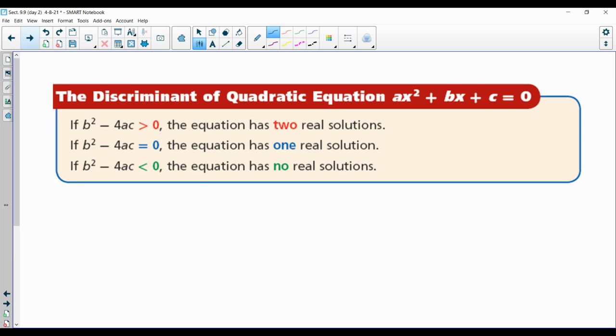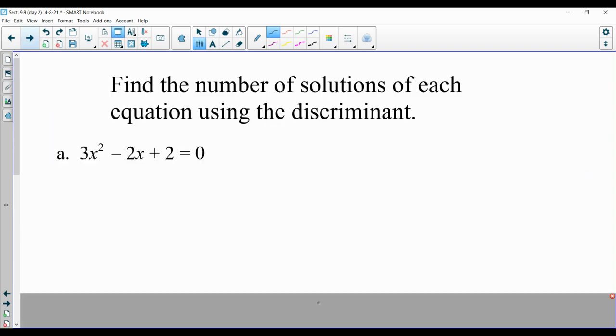I know this one isn't on your page, but if b squared minus 4ac is greater than 0, 2 real solutions. If b squared minus 4ac equals 0, it's 1 solution. And if b squared minus 4ac is less than 0, we get no real solutions. Okay, just exactly what we talked about. All right, is this the same as what you have? Yes. Okay, all right.